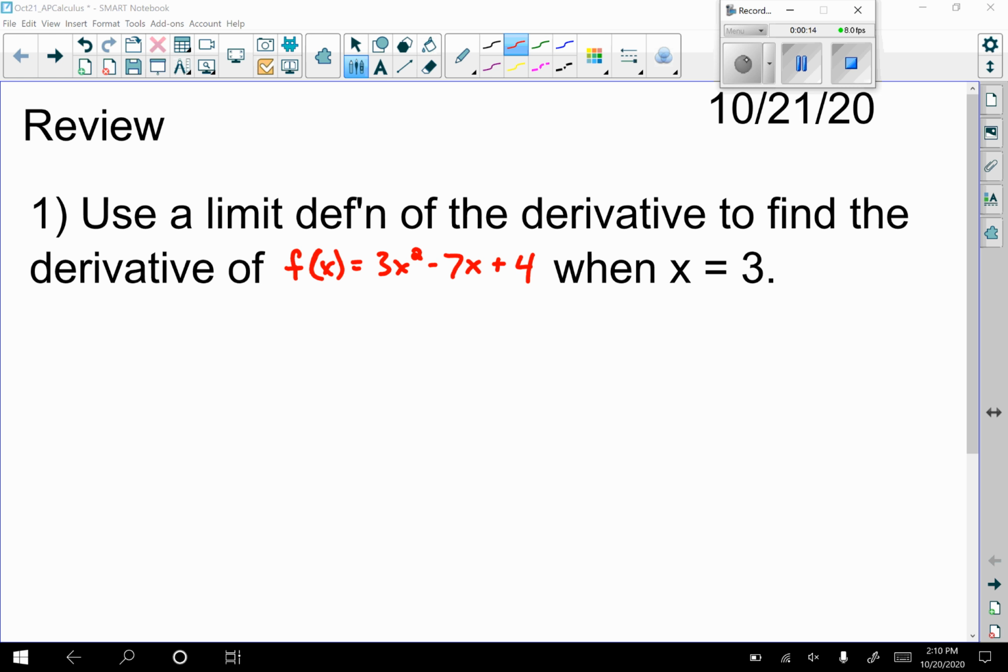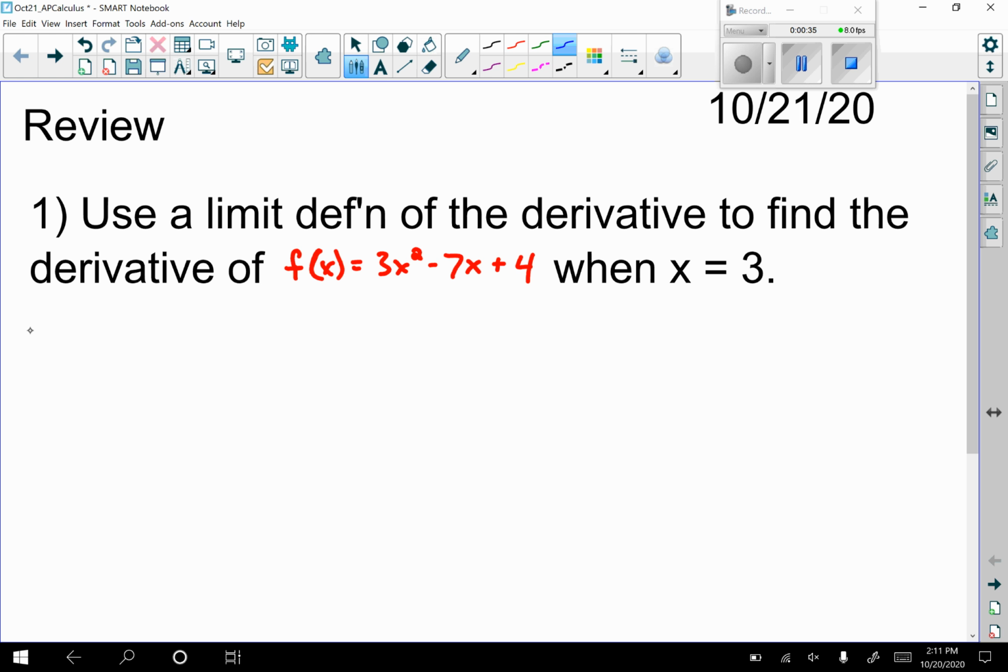For number one though, when I say use a limit definition of the derivative, you have a choice as to what formula you wish to use. So go ahead and pause the video, give this a try. But remember to communicate everything that you're doing here and then resume playing, and I'll go over. I'm going to show you a couple ways depending on which method you decided to use.